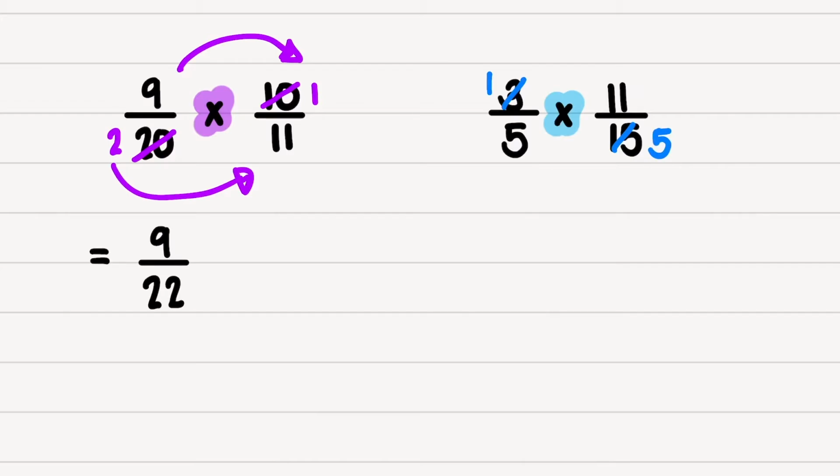So now I've simplified. Now I'm going to take the numerator of 1 and multiply it with the numerator of 11, and I'm going to take the denominator of 5 and multiply it with the denominator of 5. So I'm going to have 1 times 11, which is 11, over 5 times 5, which is 25.